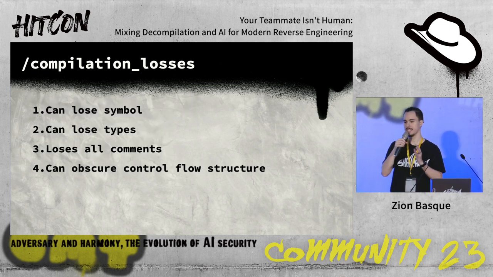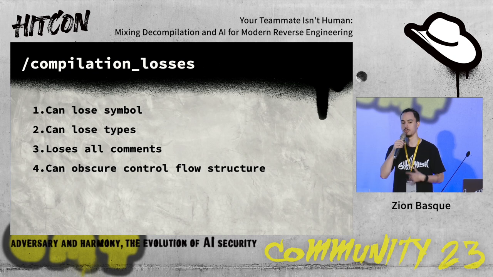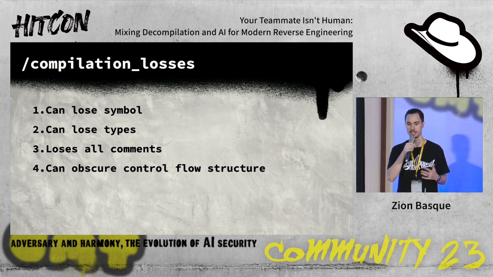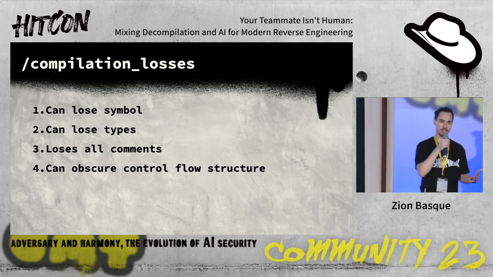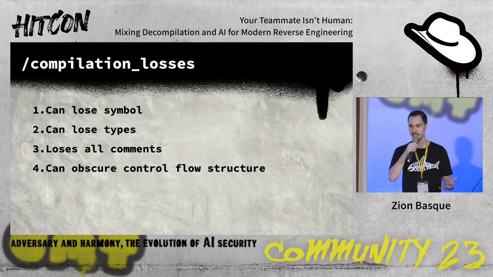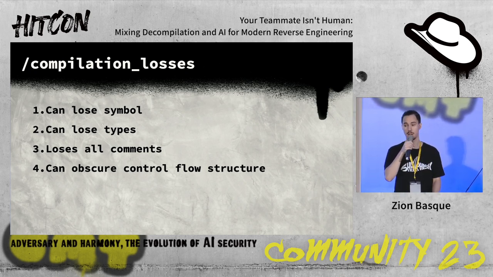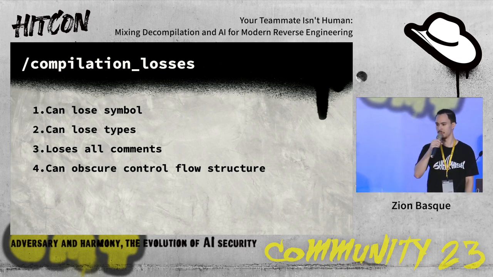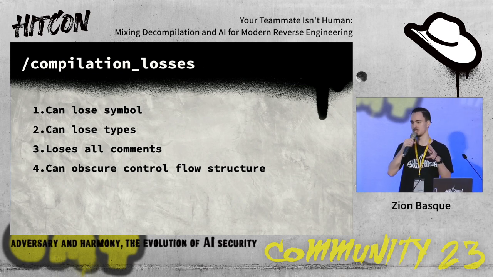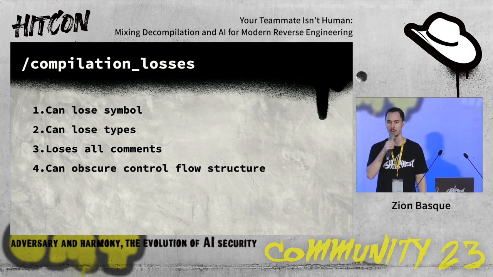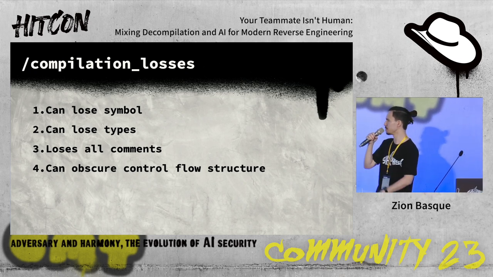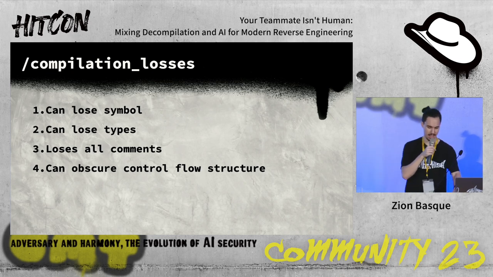So the reason these all happen is very related to what happens during the compilation process, as I'm sure many of you are aware. When you compile something, you usually lose the symbols. Symbols don't matter all that much. All that matters is addresses and offsets and such. You lose all these types because they may be changed during the compilation time, or it might be hard to infer. You also lose all the comments, which can be very useful if you've ever reversed a big source. The comments tell you a lot about what the programmer was intending. And lastly, the control flow structure can be very obscure. It can be hard to understand.